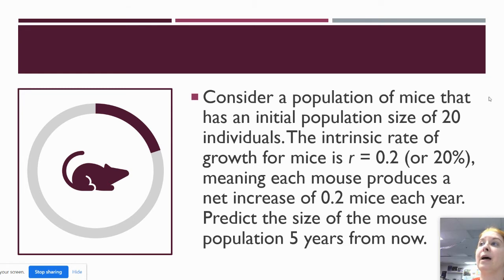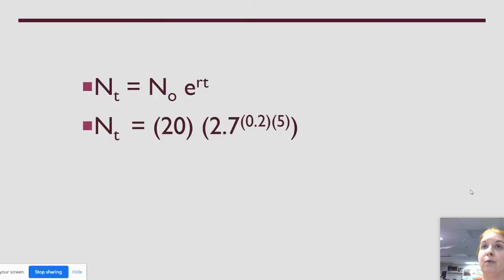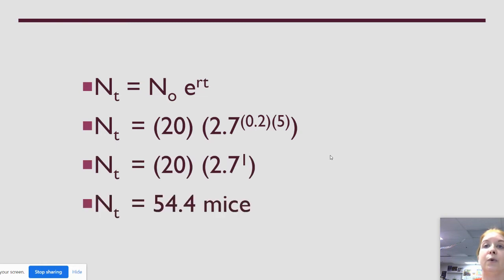Consider a mouse population that has an initial population of 20, and the intrinsic growth rate is 20%. R equals 0.2 or 20%, meaning each mouse produces a net increase of 0.2 mice each year. Predict the size of the mouse population 5 years from now. So if you go through and do that equation, there are all your numbers, and you would get 54.4, which would be 54 mice. I'm going to explain doubling time to you in class, but this I'm not going to ask you to do.